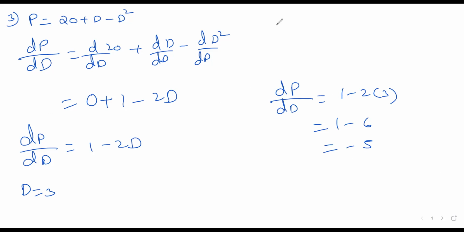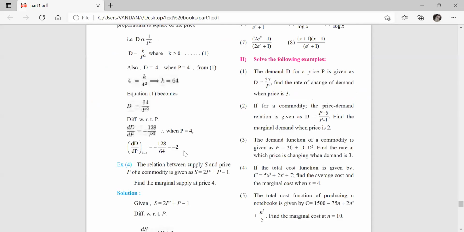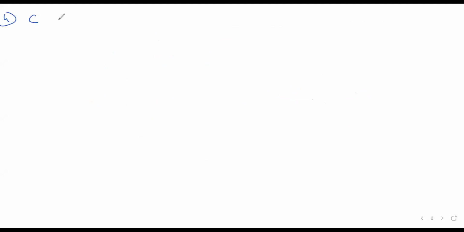Next question. It's all about derivatives, but the wording changes. If the total cost function is given as C is equal to 5x cube plus 2x square plus 7, find the average cost and marginal cost when x is equal to 4. What is the total cost? 5x cube plus 2x square plus 7. This is total cost.